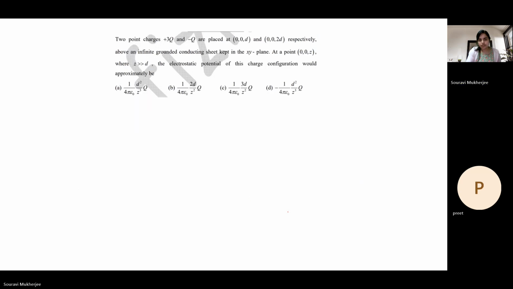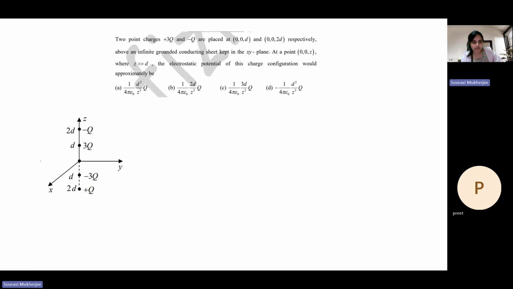Okay. Now there can also be questions like this, where suppose you have two point charges, plus 3q and minus q, placed at two different points. You have an infinite grounded conducting sheet in the xy plane. At a point, some z, where z is much greater than d, the electrostatic potential of this charge configuration would approximately be how much? That's the question. This kind of question generally comes in competitive exams. So what is the question at hand? You have a question like this.